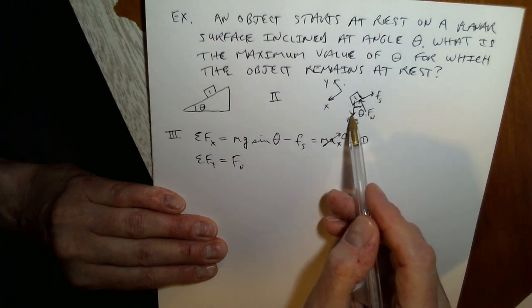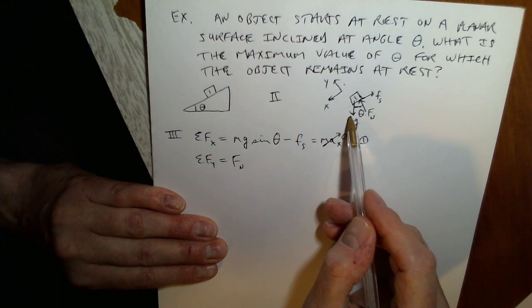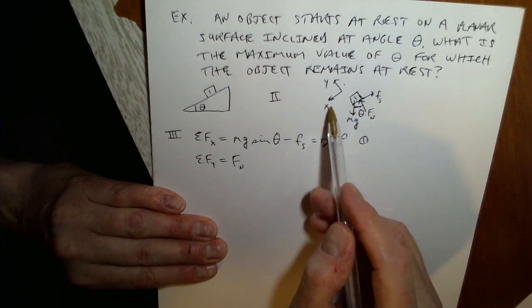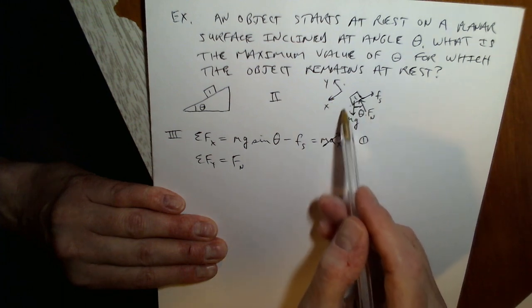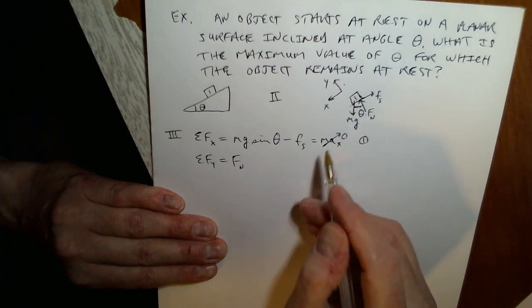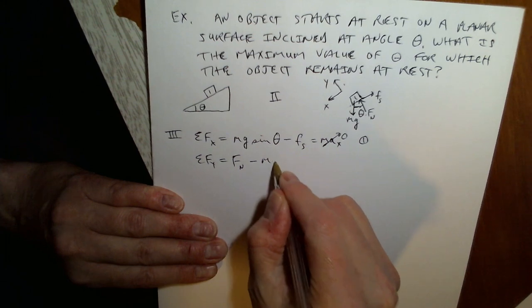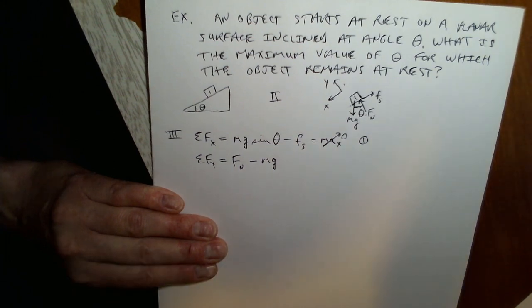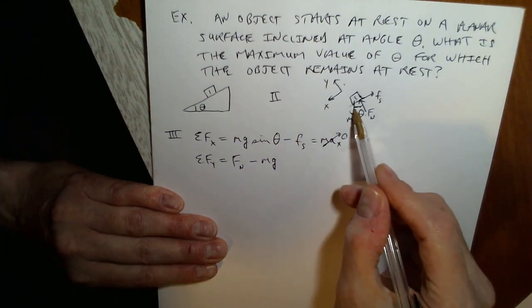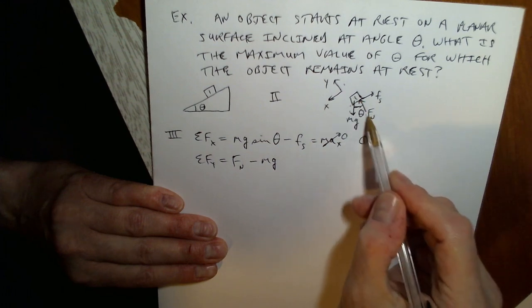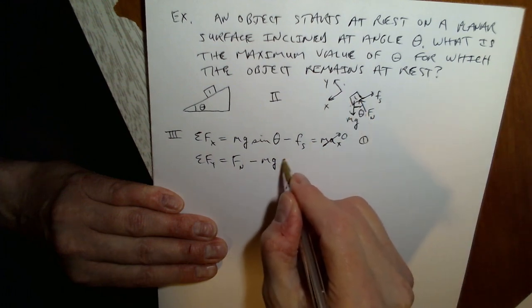And mg points in the minus y direction, right? It's pointing down, which is below the x-axis. So it's minus the magnitude mg, and then cosine or sine? Well, the angle theta is adjacent to the y direction, so cosine.